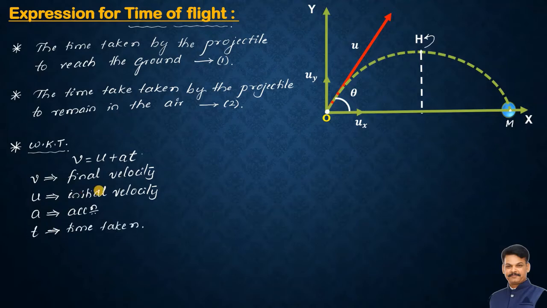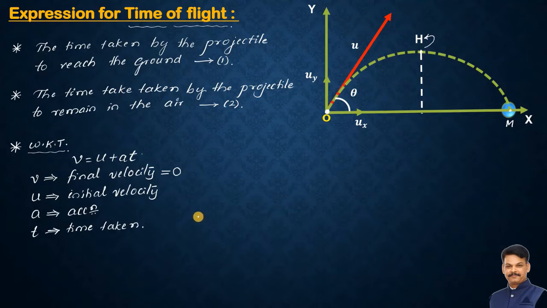Okay, so dear students, here when the object reaches the maximum height, its velocity at this point becomes zero. Almost it will be having the zero velocity. When it reaches the maximum height, its velocity becomes zero. So here the final velocity at point H is taken as zero.